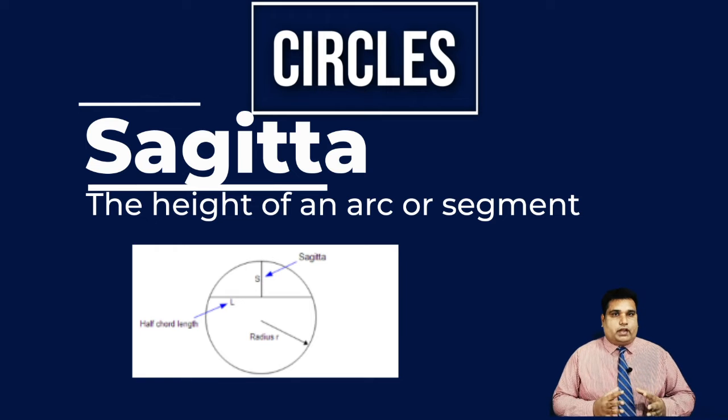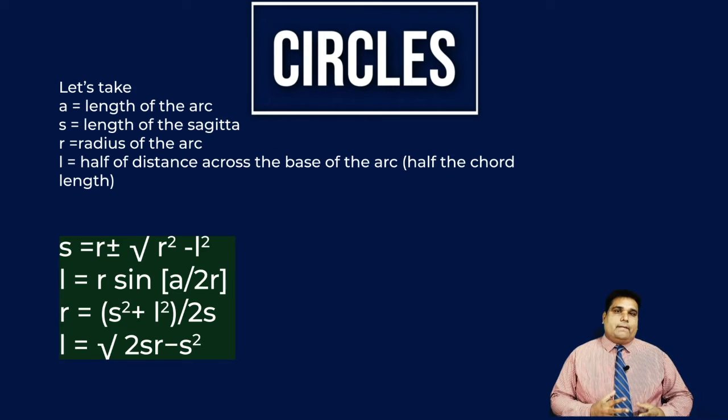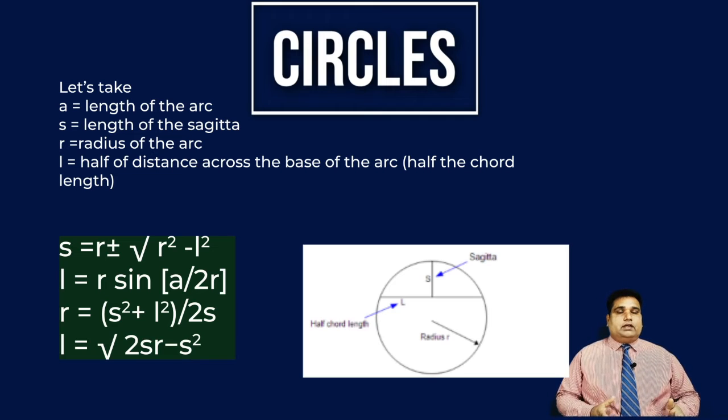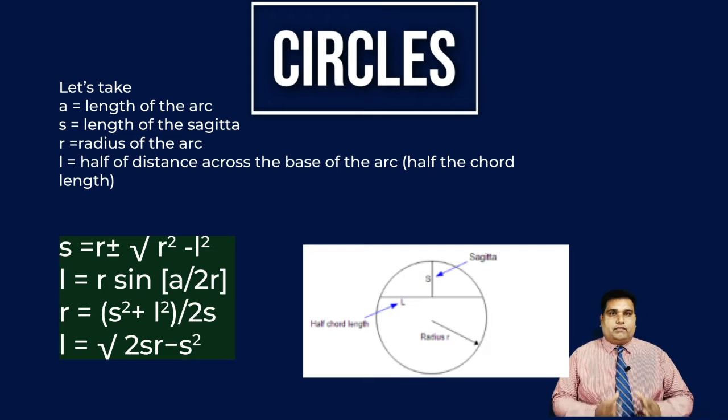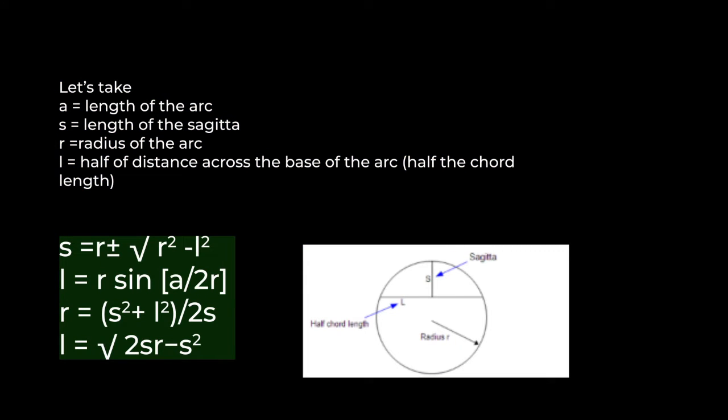So how do we find the height of the sagitta? As it forms a 90-degree angle at the chord, we can use the Pythagoras theorem to find the height of the sagitta. But again, it depends on what data is given, because in the examination they will give different data and check it. So how do we find the length of the sagitta? We have a direct formula.